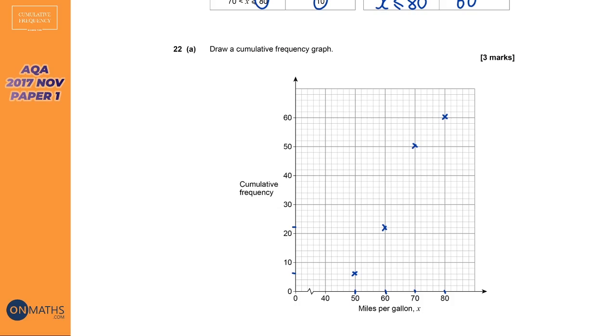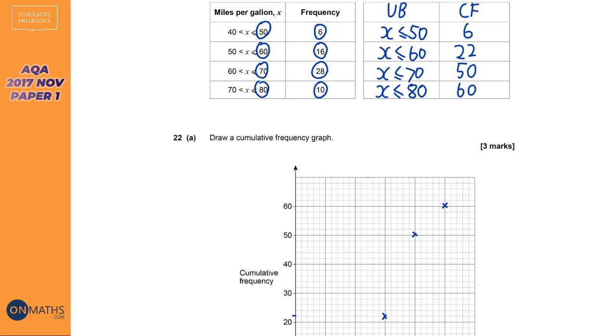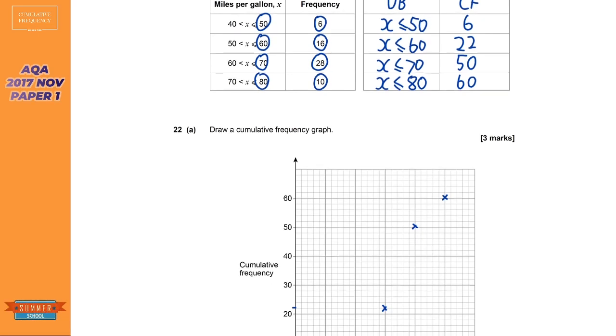The second mistake I see with these is that these are drawn as bars. That would be a histogram if these were drawn as bars. So if you drew a bar between 40 and 50 and made it 6 high, then it would be kind of a histogram. So just be careful of that.